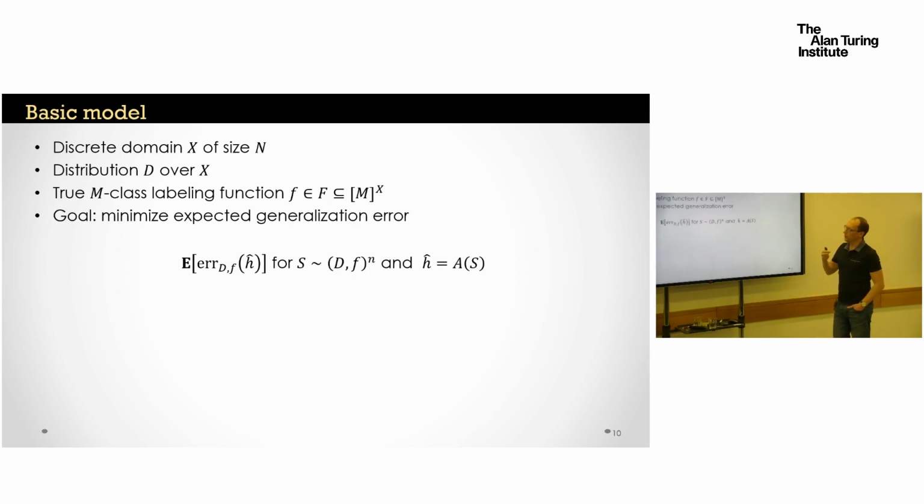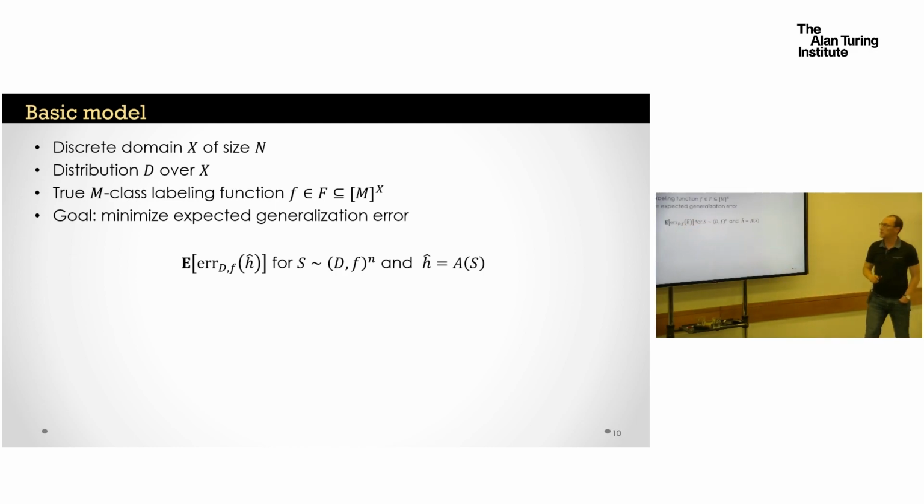As usual, we'll be trying to understand how to minimize the expected generalization error of an algorithm, which is just the expectation over a data set drawn randomly from this distribution, which labels the data with f, and the model output by the algorithm of the generalization error. So far, everything is standard.